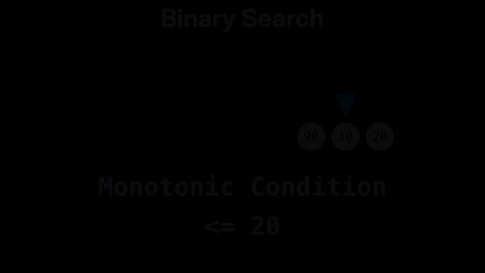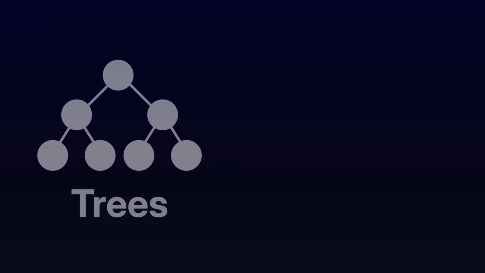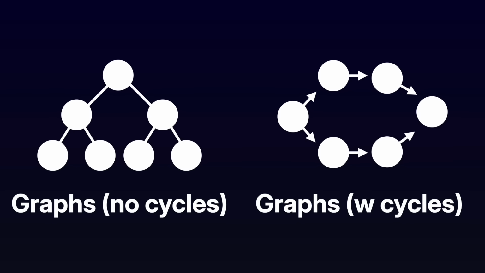Now we'll take a look at nonlinear structure problems which work with trees and graphs. In fact, instead of treating trees and graphs as two entirely different structures, you should imagine that a tree is just a graph with no cycles. The only difference between the two is that for a graph that could have cycles, you need some visited set to keep track of nodes you've already visited. This makes the patterns we will talk about applicable to both.